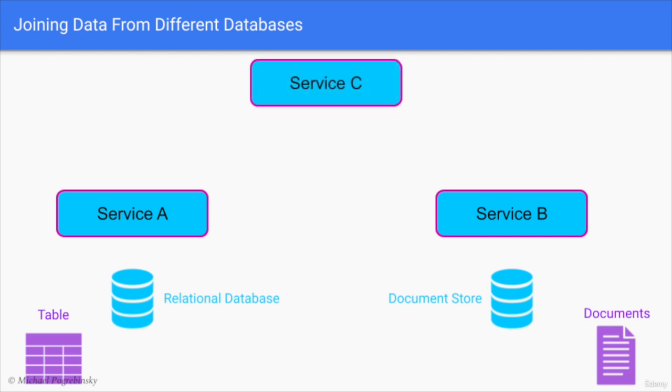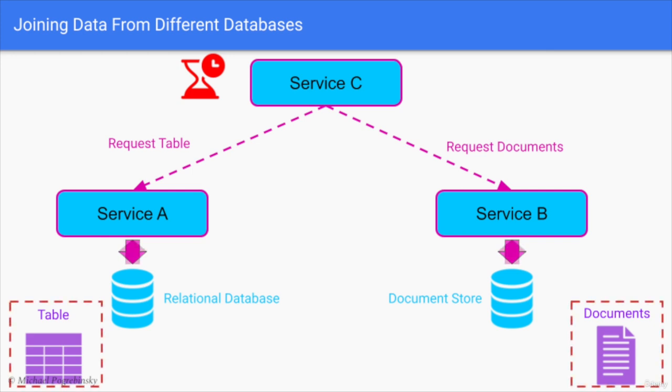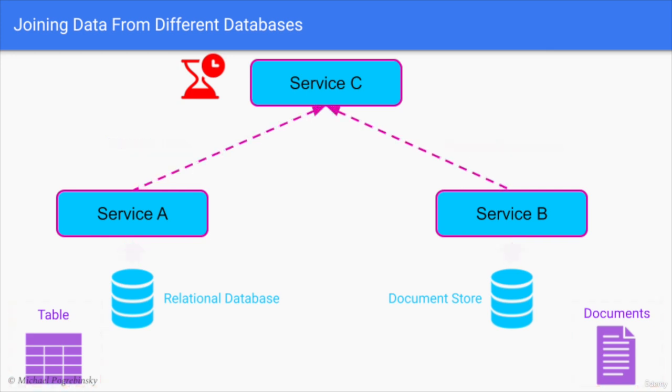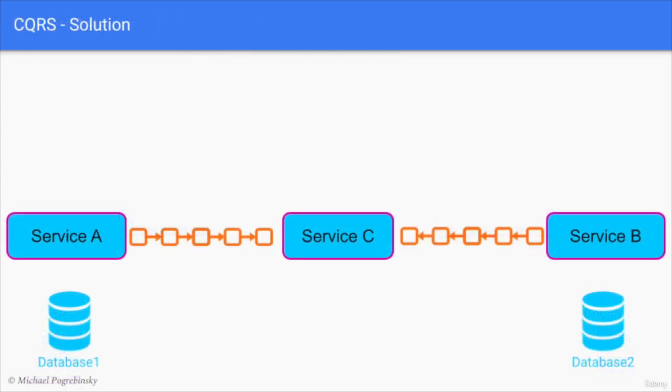Now we need to send a request to each service separately, which is a lot slower. And then we also need to combine this data programmatically, because now we potentially have different types of databases, some of which may not even be relational databases. So CQRS solves exactly that problem.